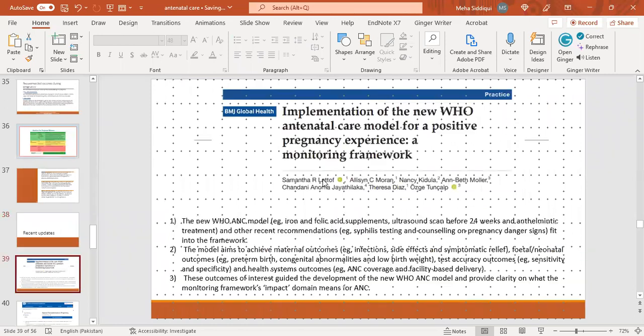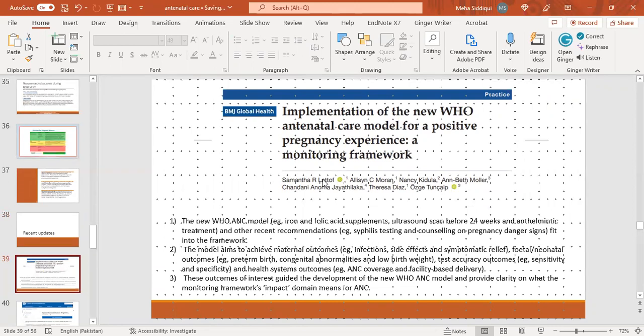Now, coming on to recent updates. This is an article, Implementation of the new WHO antenatal care model for a positive pregnancy experience: a monitoring framework. According to it, the new WHO antenatal care model, for example, iron and folic acid supplements, ultrasound scan before 24 weeks, and antihelminthic treatment, and other recent recommendations like syphilis testing and counseling on pregnancy danger signs fit into this framework.